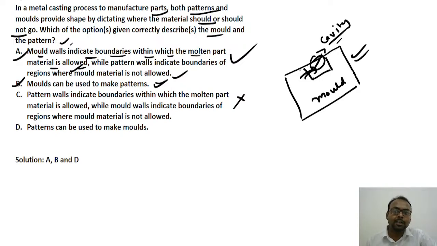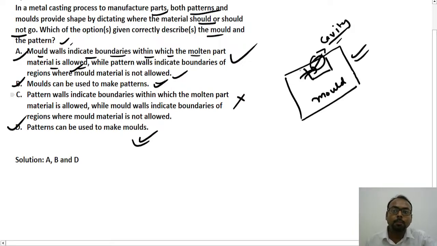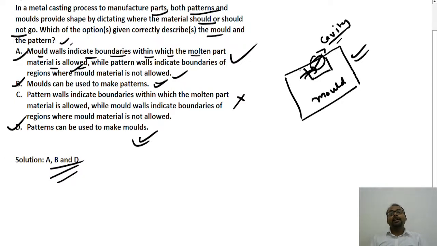Now if you go for the last option, option D, patterns can be used to make the mold. Yes, patterns can also be used to make the mold. So options A, B, and D are the three options that are correct.